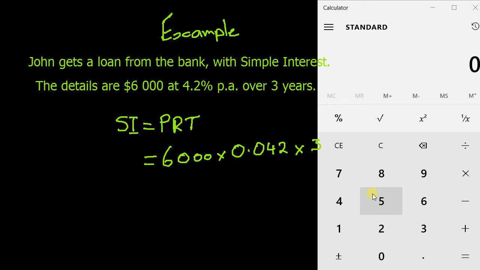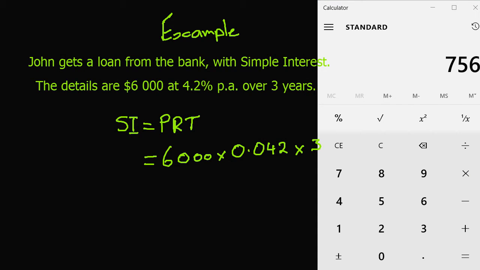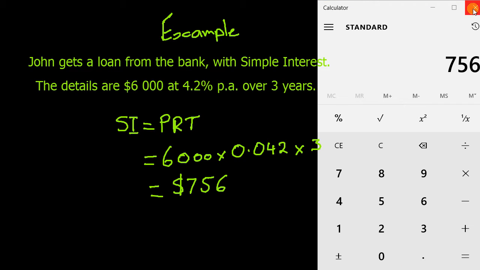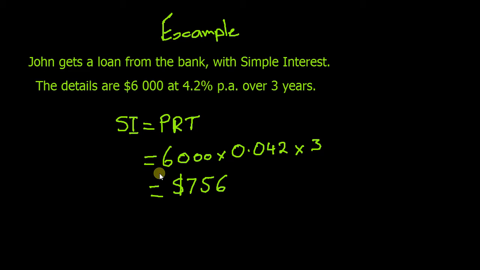So if I type that into my calculator, 6,000 times 0.042 times 3 equals, and I get 756. So equals $756. One thing to note about this, guys, is that that amount is the amount of interest that he will pay. He still has to pay back the $6,000 plus another $756.